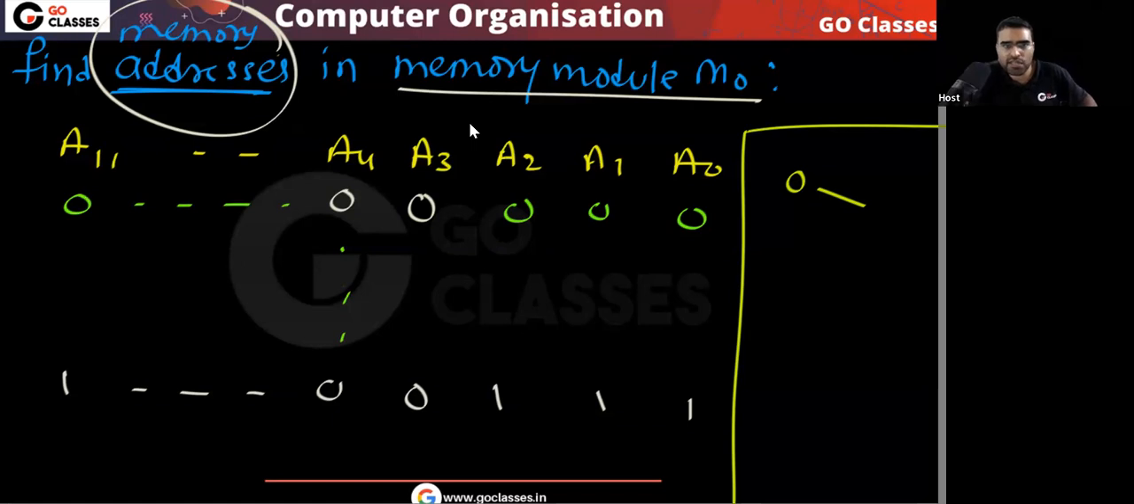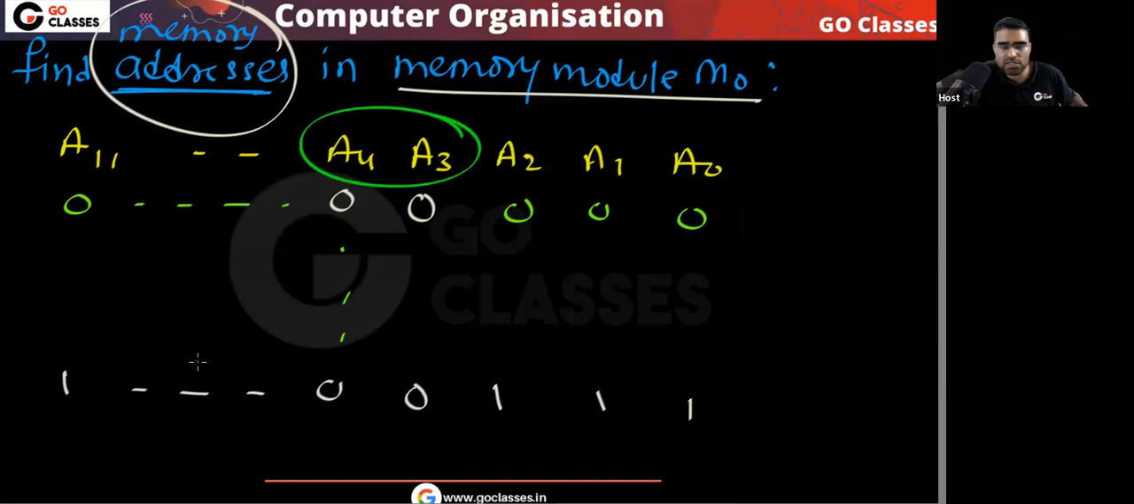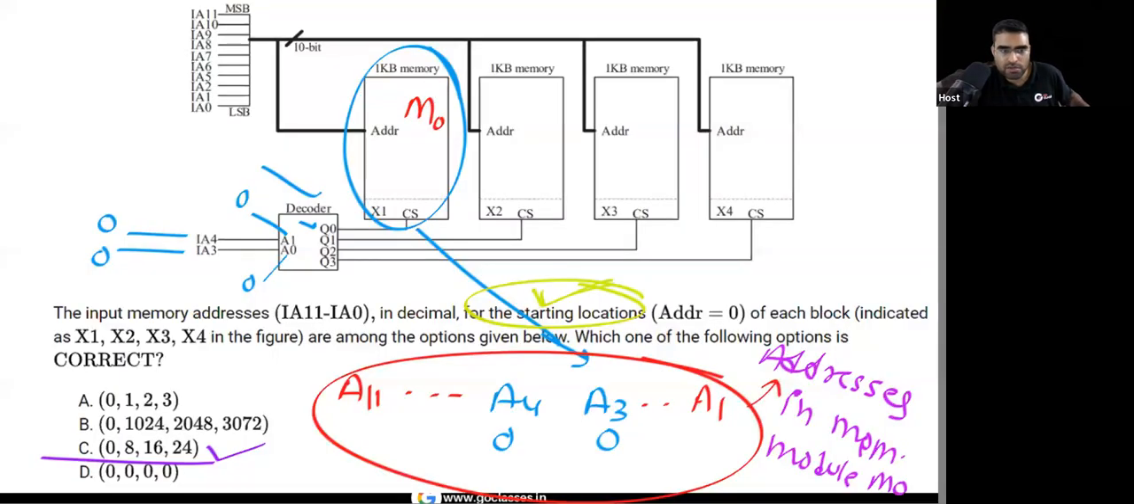This is not high order memory interleaving. So you will not get consecutive addresses. Is this clear? You will not get consecutive addresses in any memory module. See, these 2 bits you are using to select a memory chip. So this is not a high order memory interleaving, right?